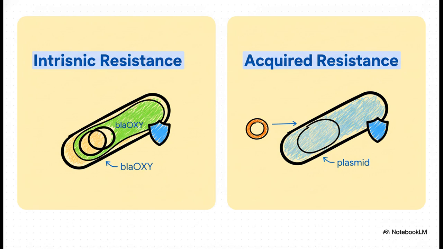On one hand, you have intrinsic resistance. The chromosomally encoded BLA-OXY beta-lactamase is a predictable, species-specific trait. It's the key factor that allows AAHC to happen. On the other hand, you have acquired resistance, the plasmid-mediated ESBLs and carbapenemases. These are variable, they're unpredictable, and they're the number one reason for treatment failure and hospital infections. Two totally different mechanisms, two totally different clinical stories.